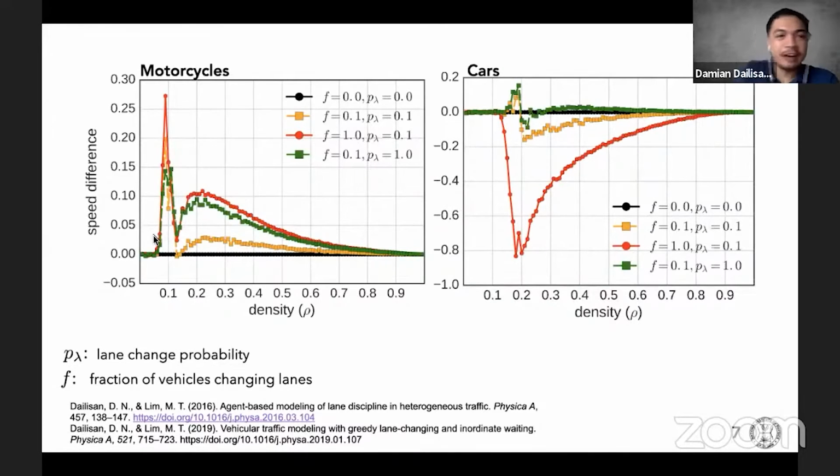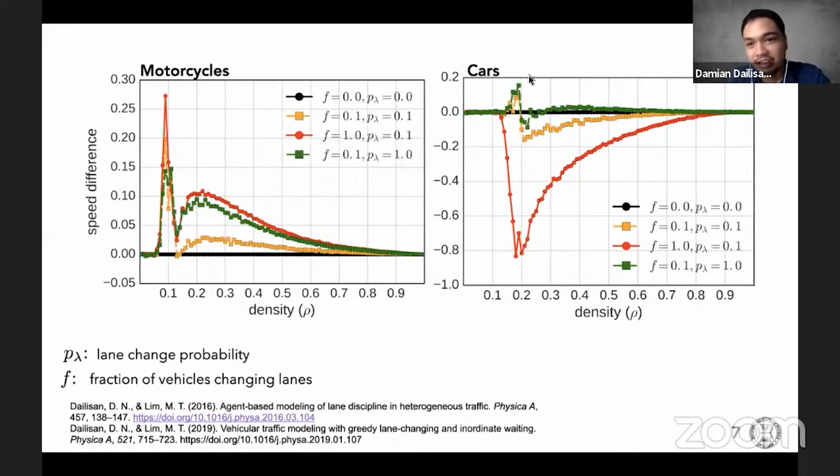And then what we found was that if you look at allowing different fractions of different vehicle types to change lanes in the system, when you have a system that's composed of all motorcycles, if you let any motorcycle change lanes, the end result is that the system overall starts to move faster. So the black line here represents your baseline Nagel-Schreckenberg model where you have no lane changing. And then allowing motorcycles to change lanes always results in a positive speed benefit.